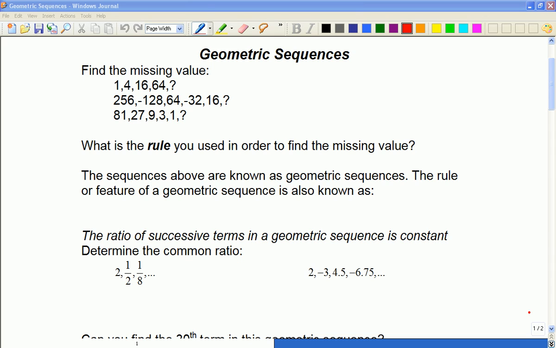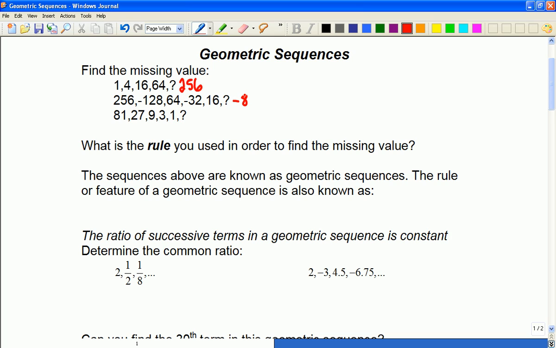In this lesson we're going to look at geometric sequences, which are similar to the arithmetic sequences you've already been introduced to. So we'll take a look at some examples just so you can see how it works. Can you find the next term? 256 in this one. What about the next? Can you figure out in this sequence what the next term is?